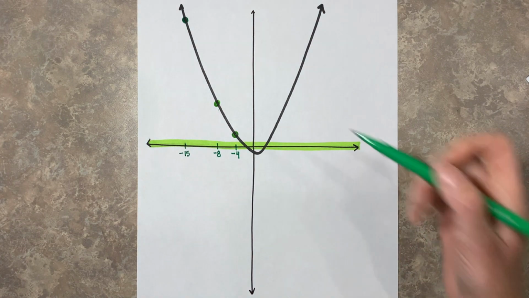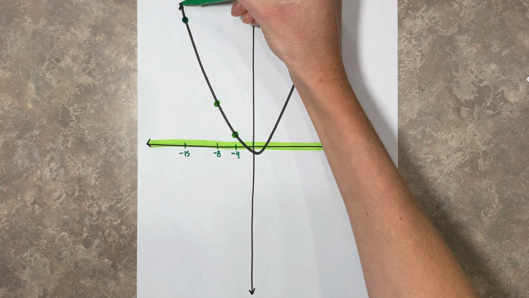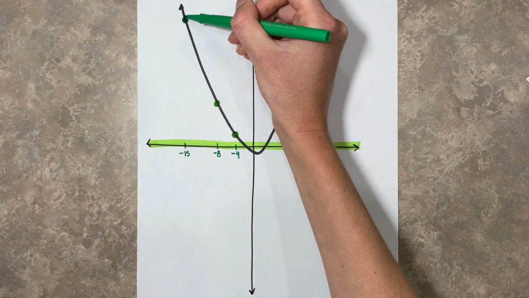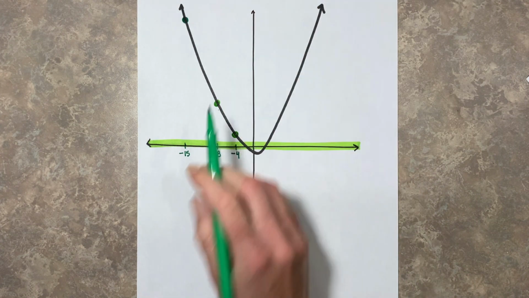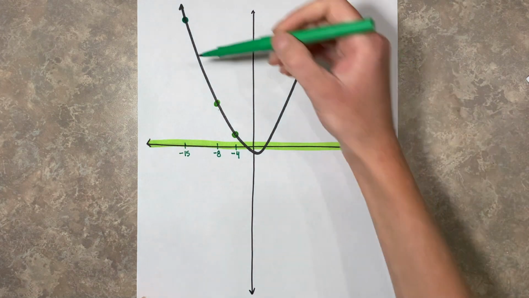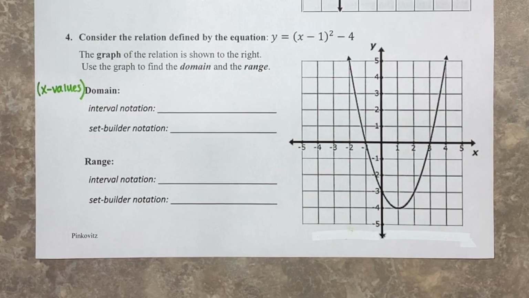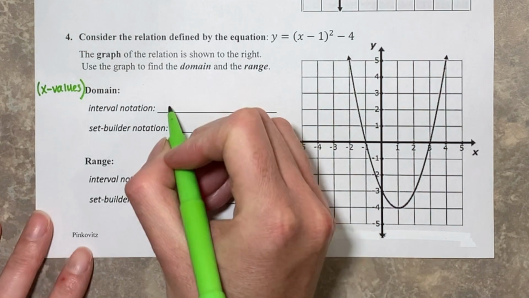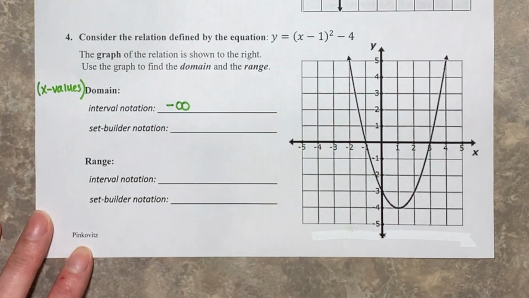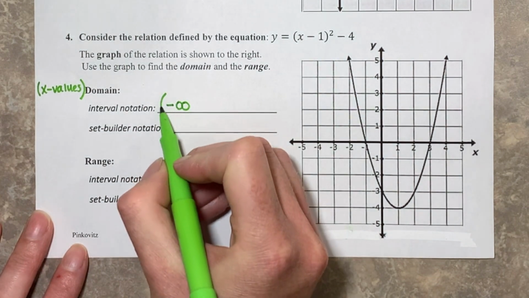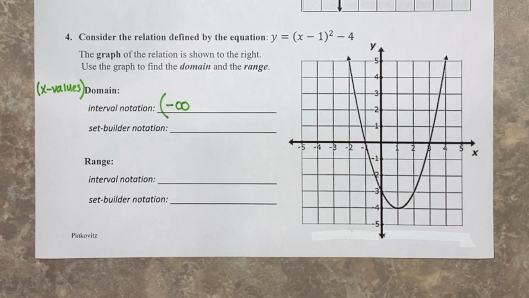Hopefully you're starting to see that as the graph moves further and further to the left, the x value of those points keep getting more and more negative. And this arrow indicates that the graph continues indefinitely to the left, so our x values are going to move towards -infinity. So our lowest x value is -infinity. And remember, with interval notation, we always use parentheses next to positive or negative infinity.